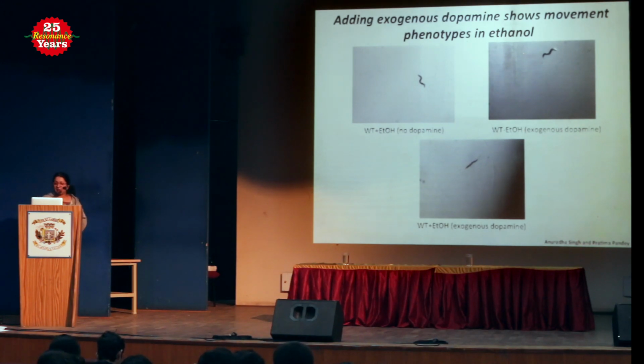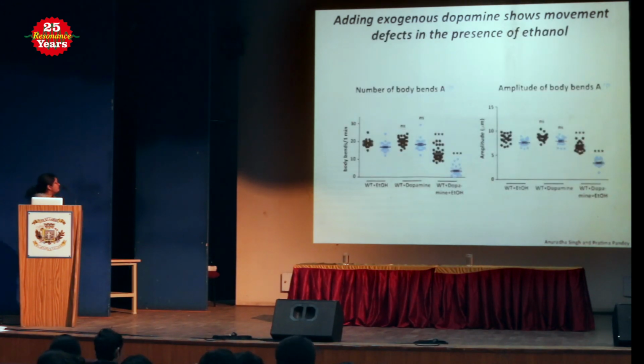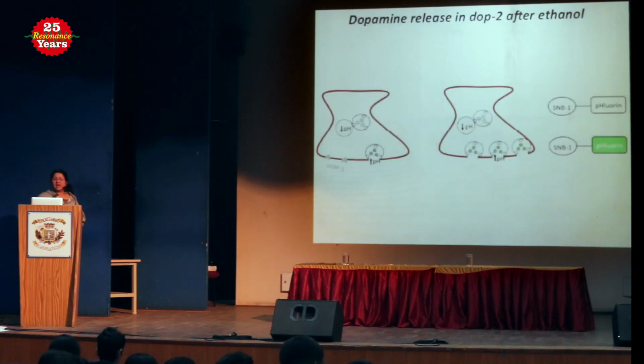come out. Right? So this is just the statistics for what we saw earlier. Wild type worm with just ethanol is normal. Wild type with dopamine is just normal. But if you put dopamine and ethanol, it behaves like the DOP2 mutants. So now we think, okay, it could be because there is more dopamine. So can we test it by any other means? Is there any other way by which we can actually see if there is more dopamine?